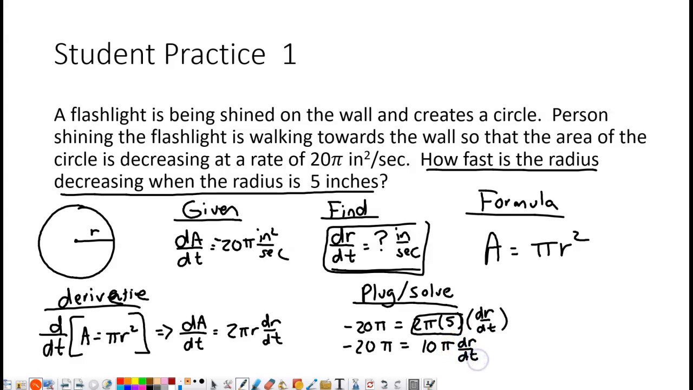And then I would divide both sides by 10 pi. So if I divide the right side by 10 pi, that cancels the 10 pi out. And if I divide the left side by 10 pi, I'm left with -2. So dr/dt will be -2, and we don't want to forget our units. It's inches per second. And so there's our final answer.